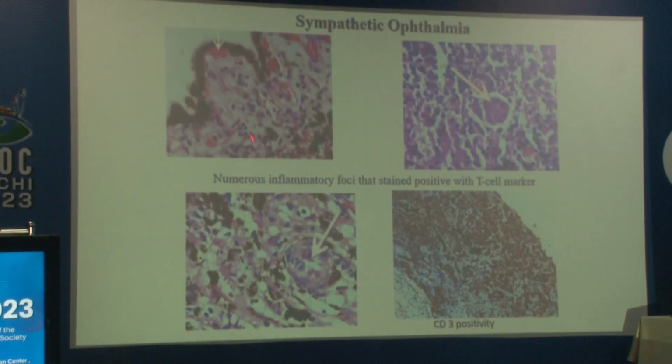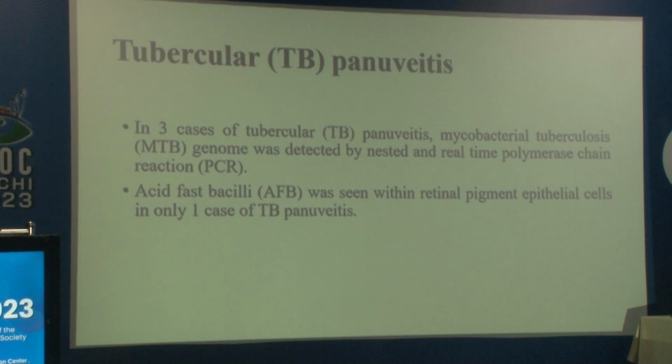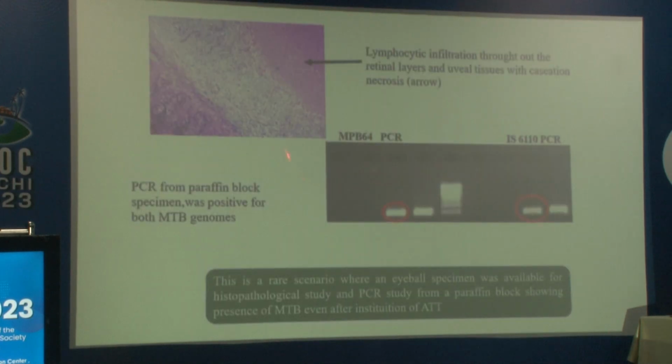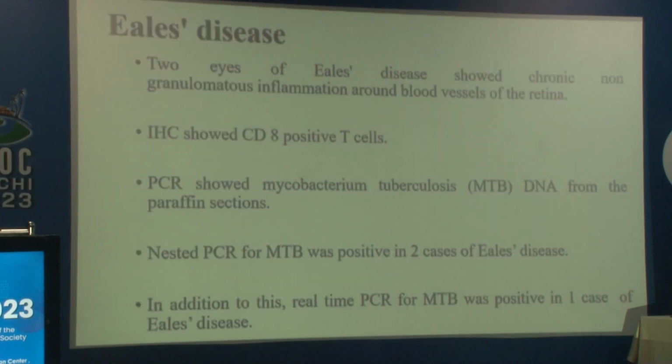And this is a case of inflammation in the ciliary body as well as the choroid, with granuloma formation, and this brown color is the CD3 T cell positivity. In tubercular panuveitis, we had 3 cases where Mycobacterium tuberculosis DNA was found positive. You can see the caseation necrosis over here, which is very characteristic, and the PCR was positive for MPB64 and IS6110 region.